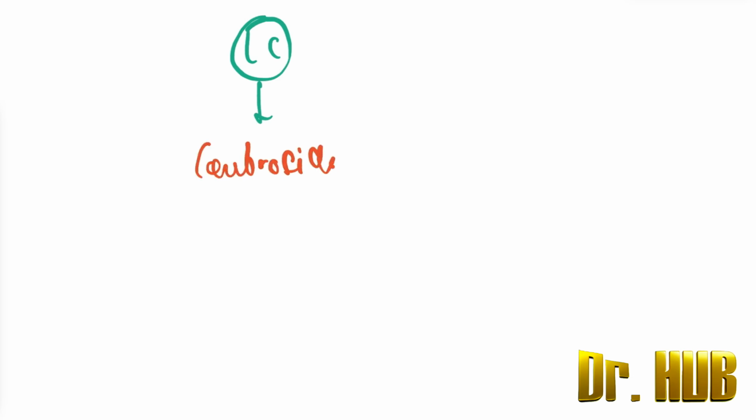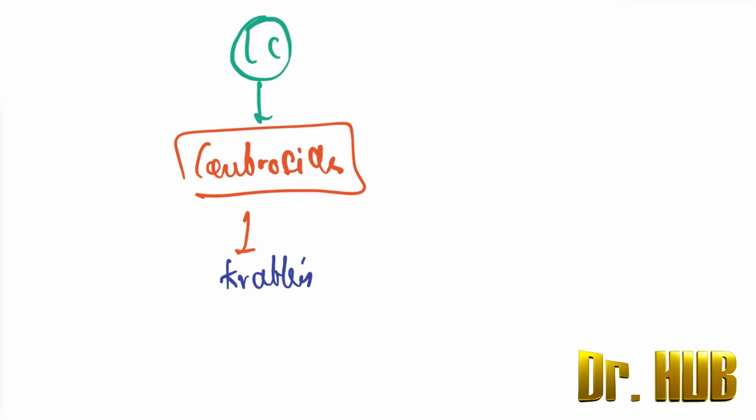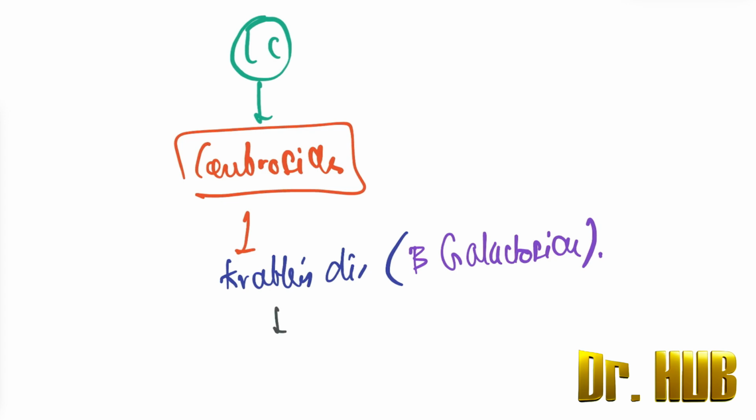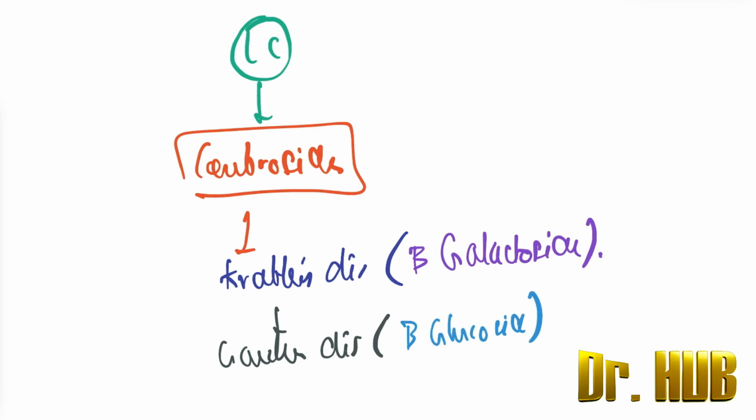This leads to the presence of the cerebroside, and this cerebroside leads to the formation of Krabbe disease. What is the presence of Krabbe disease? It is nothing but beta galactosidase. Then comes the presence of Gaucher's disease. In terms of Gaucher's disease, it is the beta glucosidase. So first is Krabbe disease, then comes Gaucher's disease.